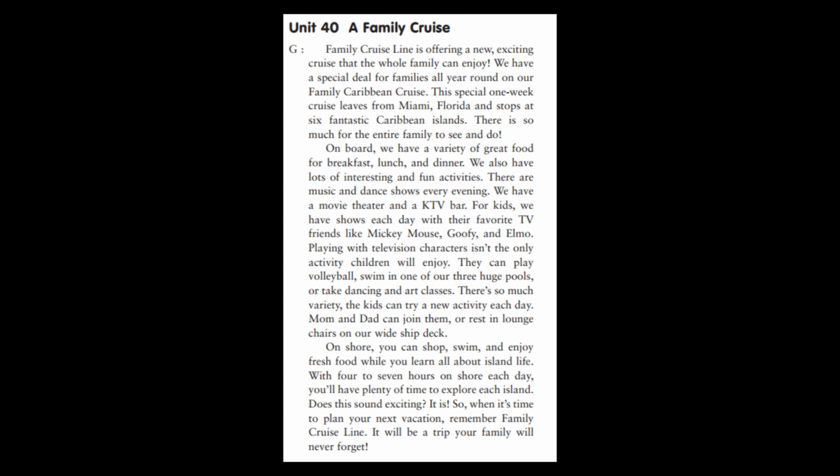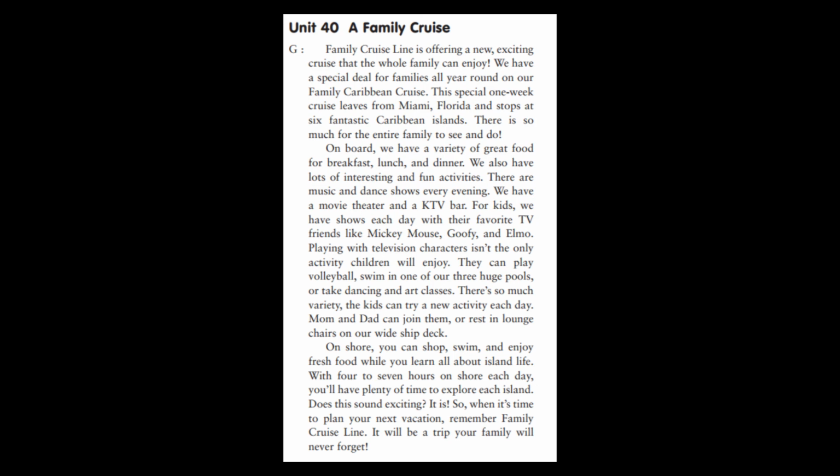Playing with television characters isn't the only activity children will enjoy. They can play volleyball, swim in one of our 3 huge pools, or take dancing and art classes. There's so much variety, the kids can try a new activity each day. Mom and Dad can join them or rest in lounge chairs on our wide ship deck. On shore, you can shop, swim, and enjoy fresh food while you learn all about island life. With 4 to 7 hours on shore each day, you'll have plenty of time to explore each island.